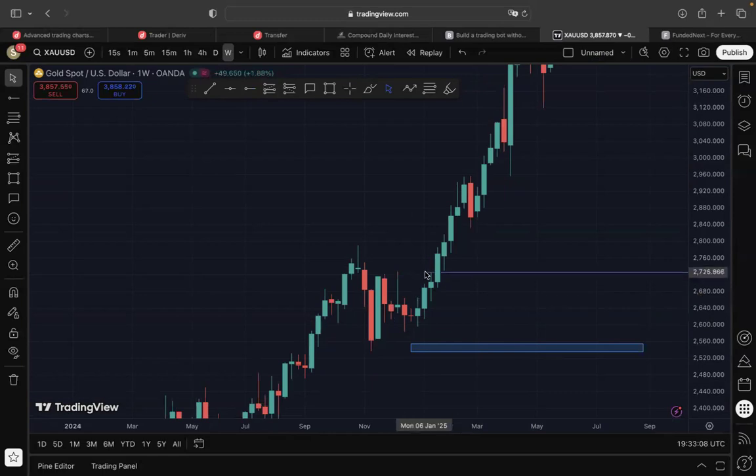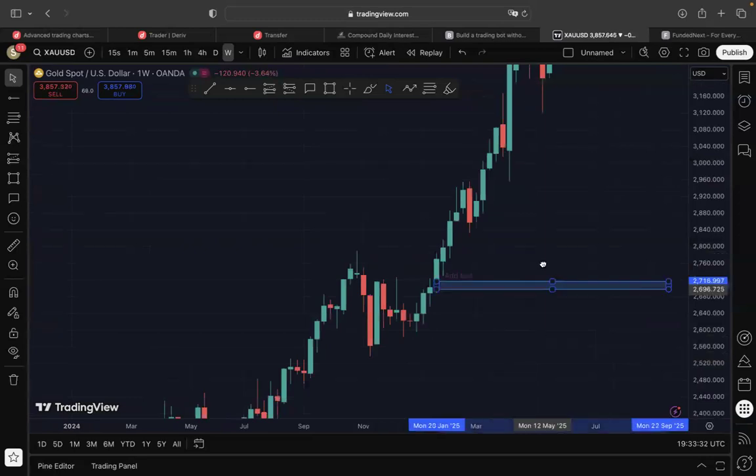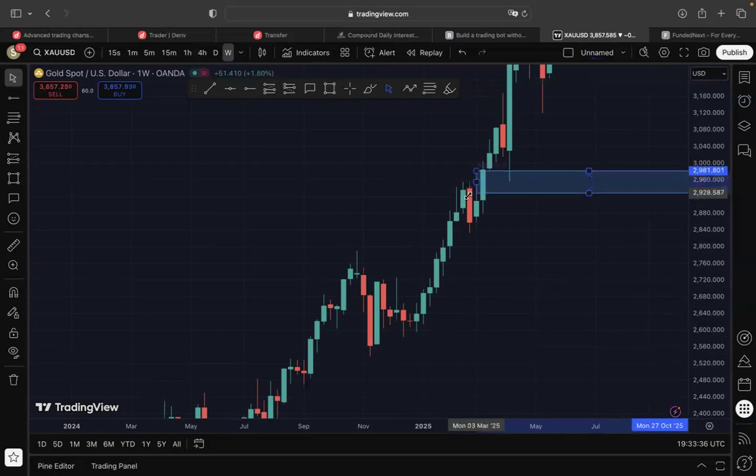Look at this one, a tiny gap. Very, very tiny. Look at this one, no gap. This one, the gap has been filled. As you can see, this is the gap here. It has been tapped into. Look at this one, this gap too has been tapped into. This is the gap here. The market respected the gap here. The market respects the fair value gap instead of order block. This is a weekly time frame.